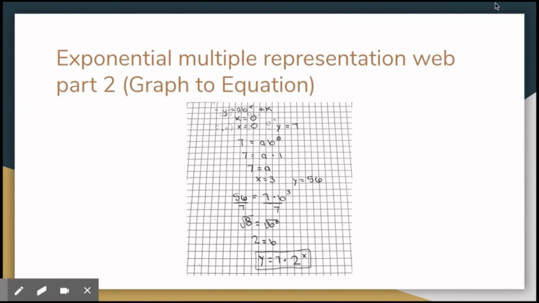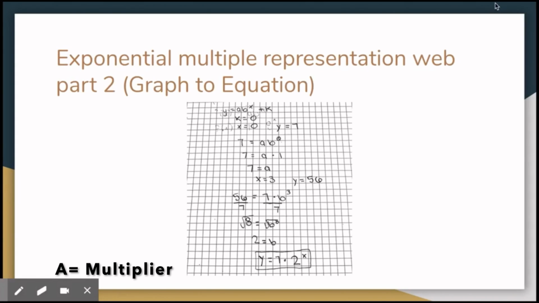And the equation is y equals ab to the x plus k, and k is 0, and from the points from the graph, 0, 7, the x is 0 and the y is 7. So we plugged that in to the equation, and it's 7 equals ab to the 0, and then from there it's 7 equals a times 1, which is basically 7 equals a.